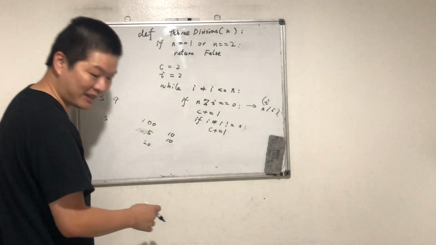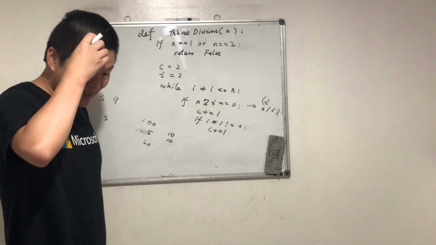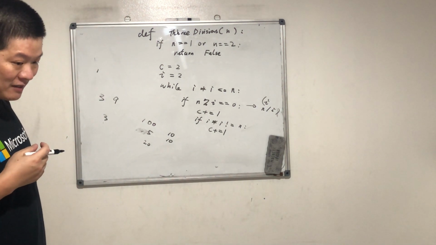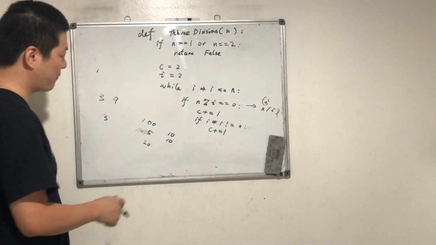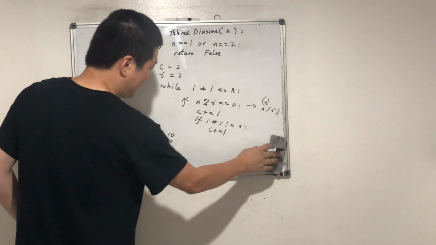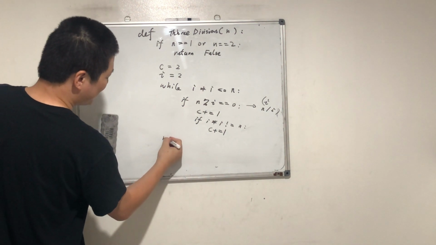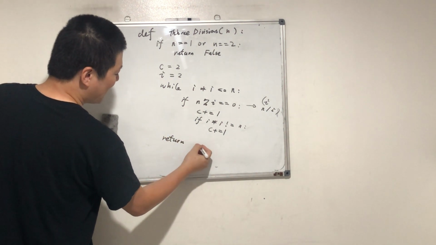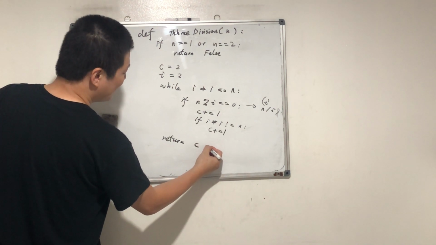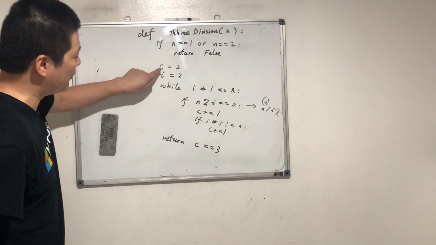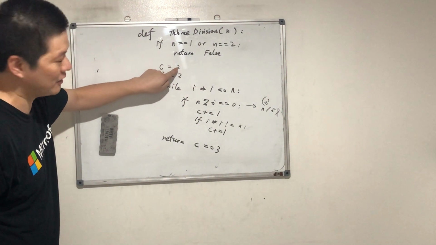Got it? Yeah? Make sense? I'm going to ask you this later, okay? Think about it. And then now, after this, we just need to return what? C equals 3. Yeah, this is the number of big 2. What does these 2 mean?